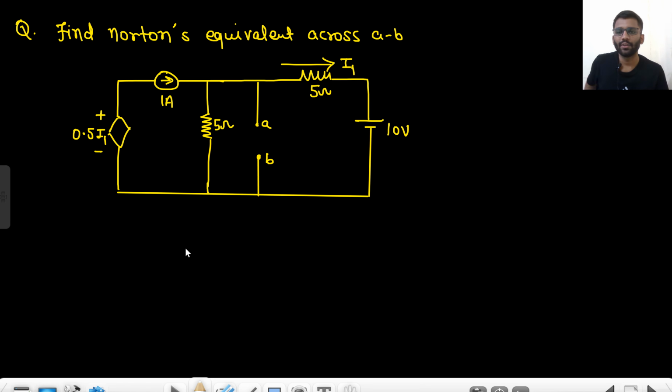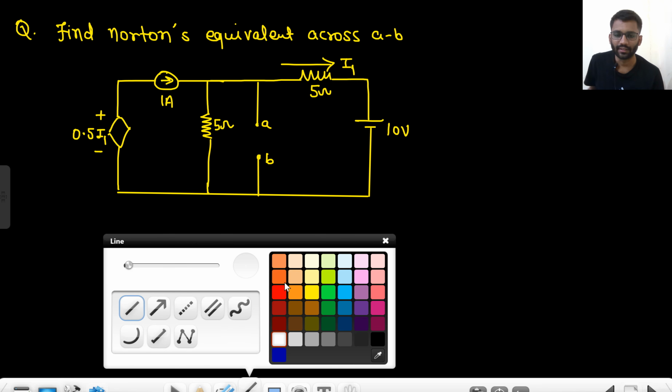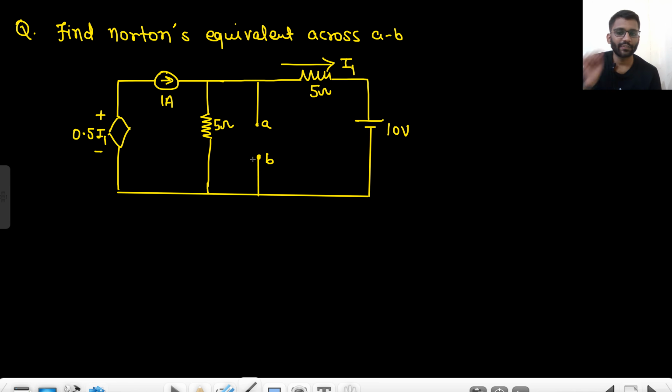You have to find the Norton equivalent across AB. Look, always finding Norton current is easier than finding open circuit voltage, I think so. Finding Thevenin voltage is a bit more difficult than finding Norton current, because in Norton current you will just simply short circuit it. Look, I just short circuited it.